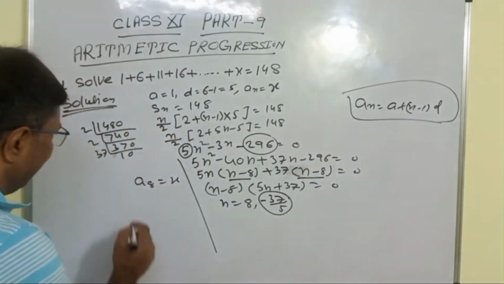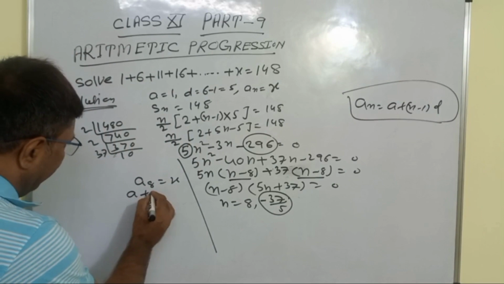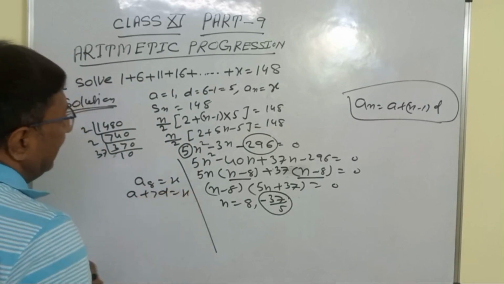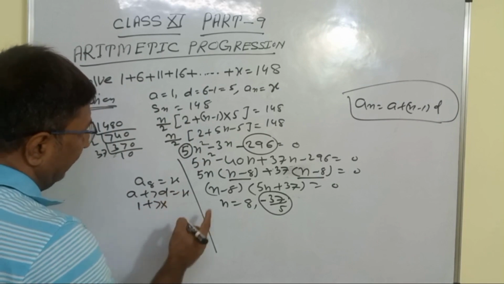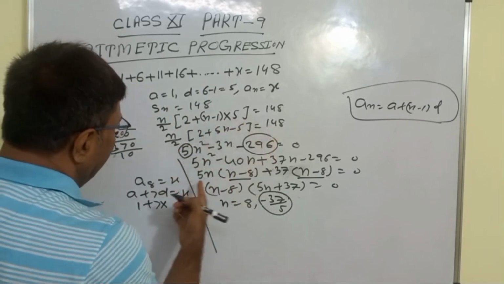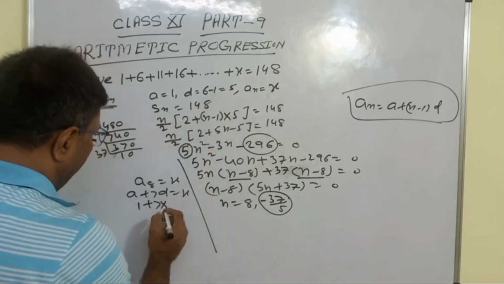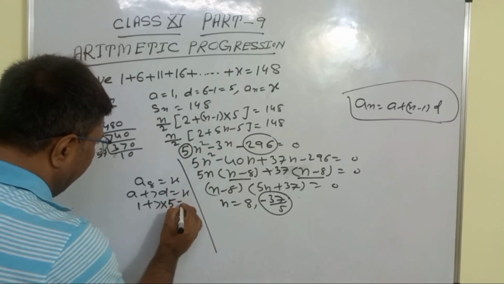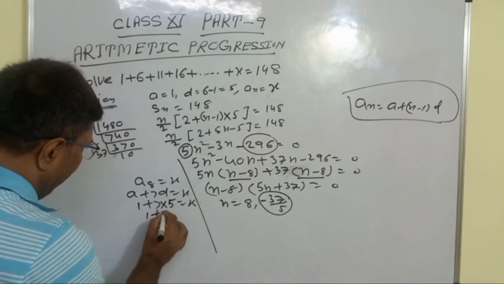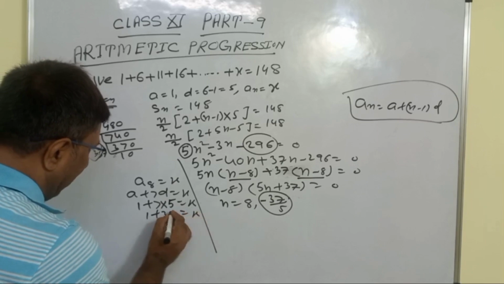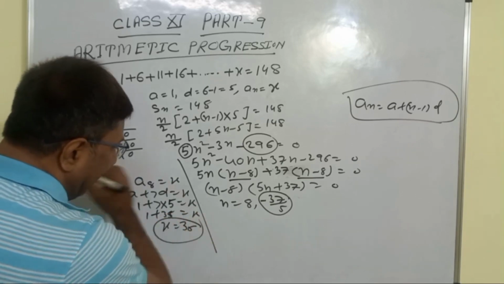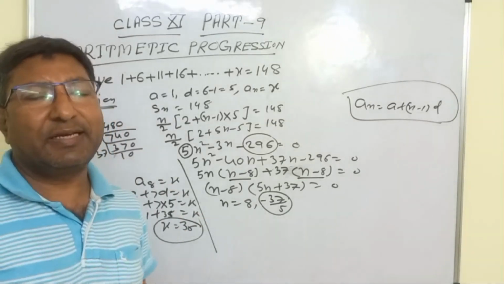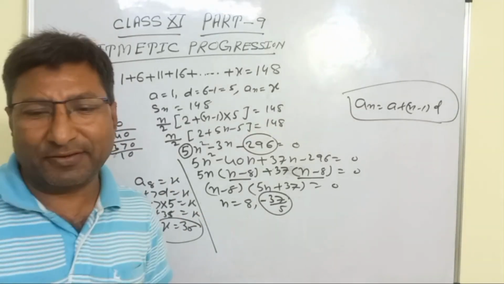a plus 7d equal to. Now we know a is 1 and d is 5. So 1 plus 7 into 5, so we will get 1 plus 35 equal to x. So x equal to 36. So our correct answer is 36.